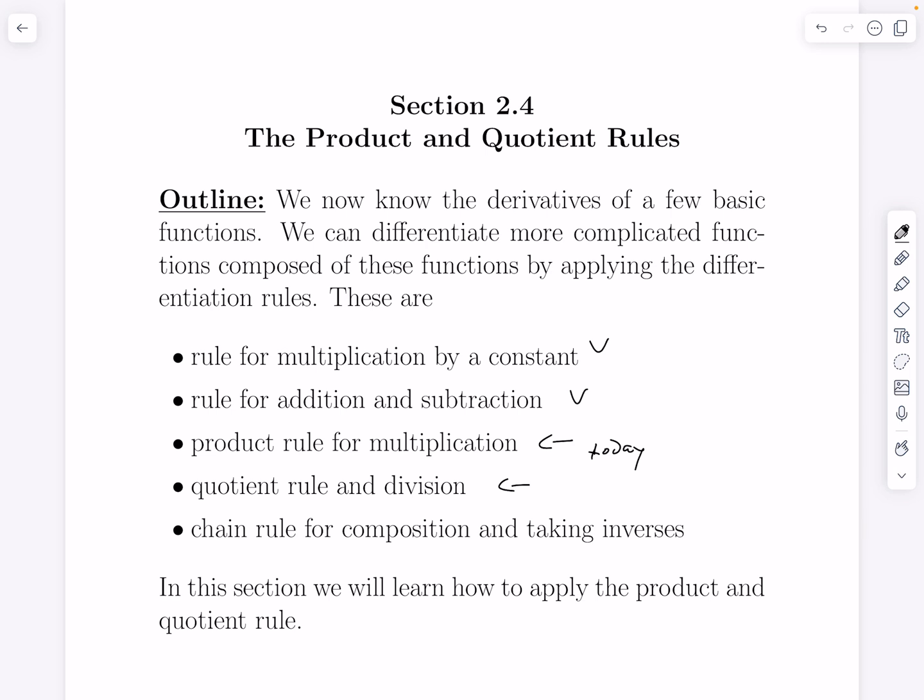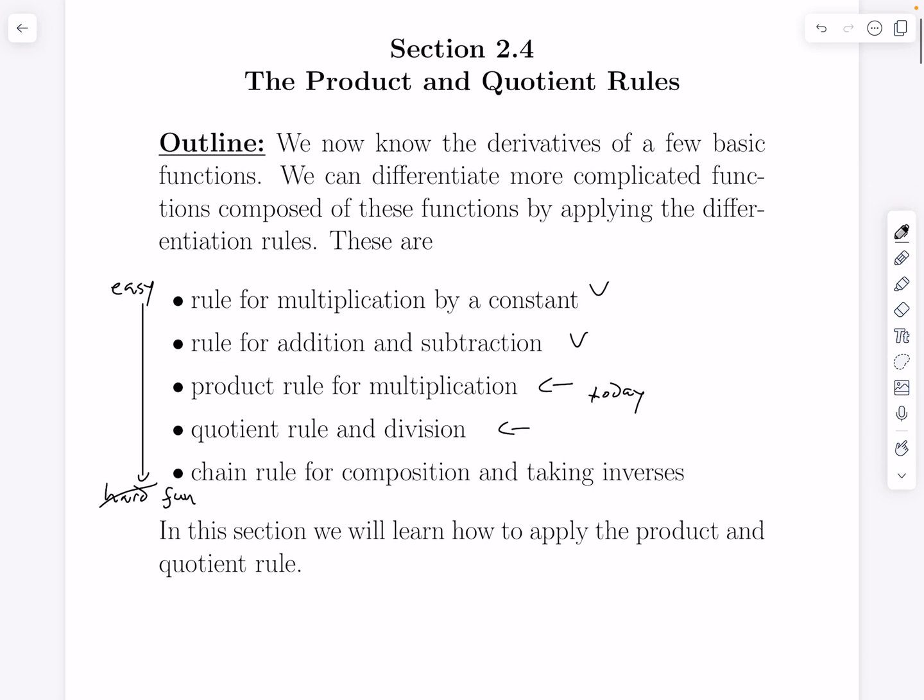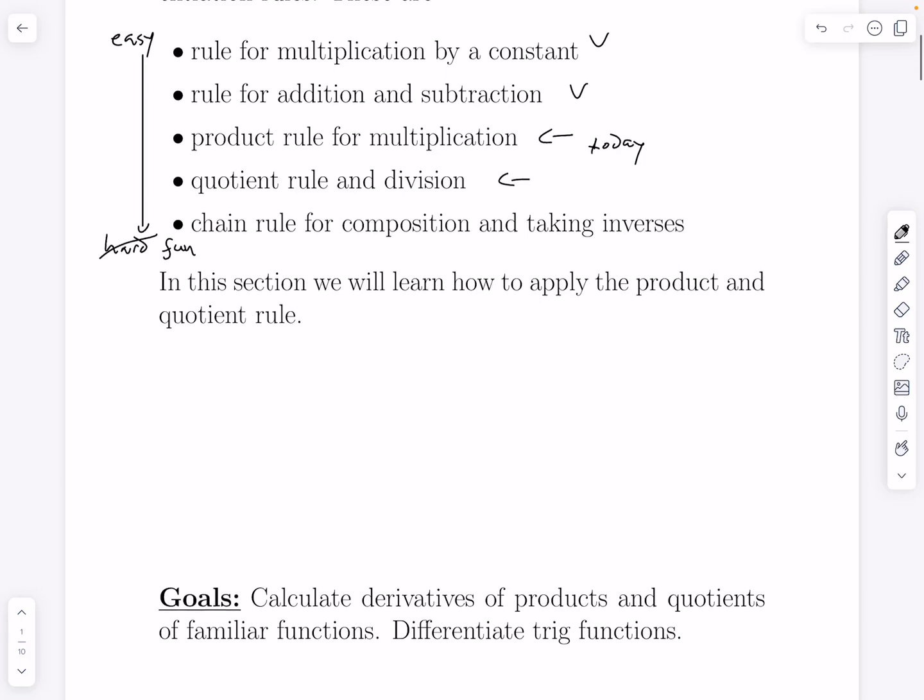And then in the next lecture we'll get the chain rule for the composition of functions. Okay, and this is how it goes. This is easy, and then it gets harder. Maybe it's not a nice word. Yeah, it's more fun. Okay, so like that. And now we will learn the product and quotient rule.